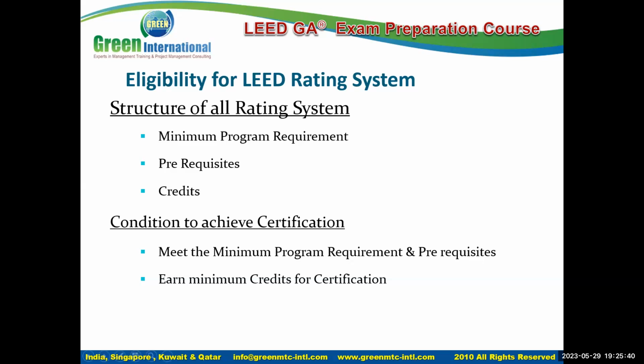Yes. So the condition to achieve certification is to meet the MPRs and the prerequisites and earn minimum credits for certification. We already saw the different categories in the presentation yesterday. The most basic LEED certified category is from 40 to 49 points. So you need a minimum of 40 credits to be certified as a LEED building. And the more credits you collect, you start upgrading to the next layers. So I will again remind you to keep in mind the ranges, the 4 categories. It's usually a repeated question in most of the LEED GA papers.